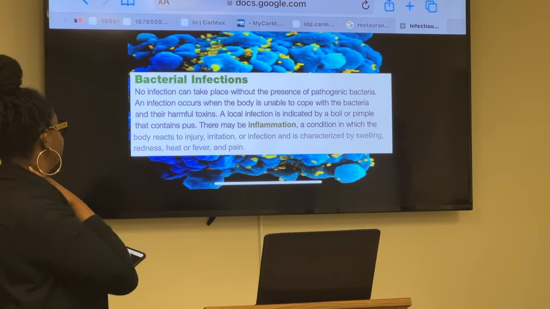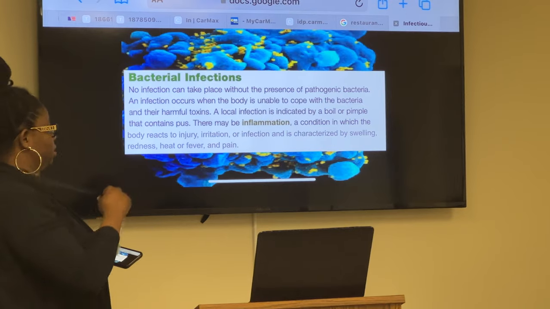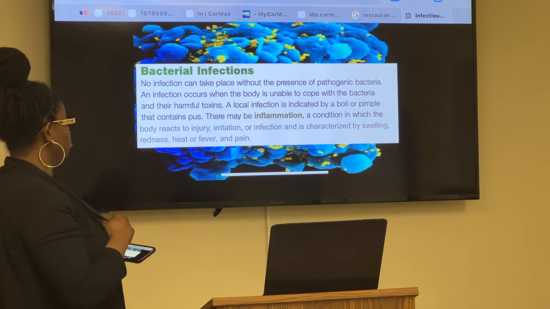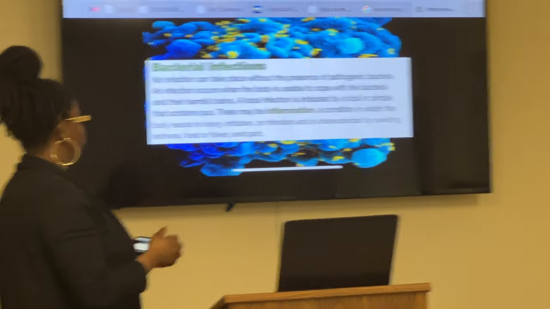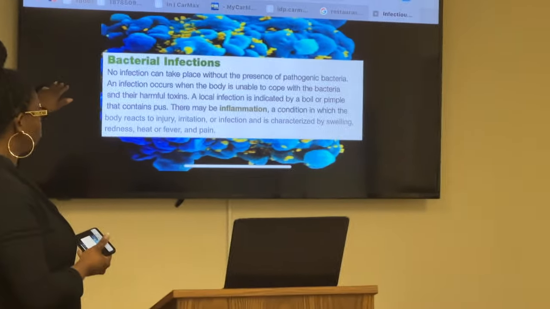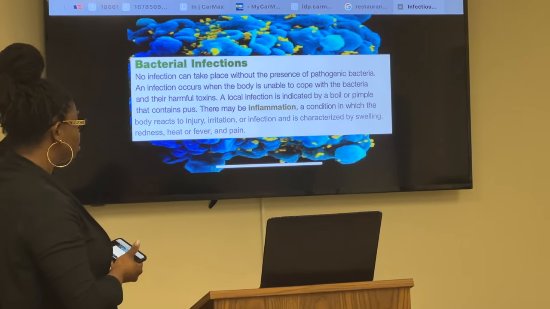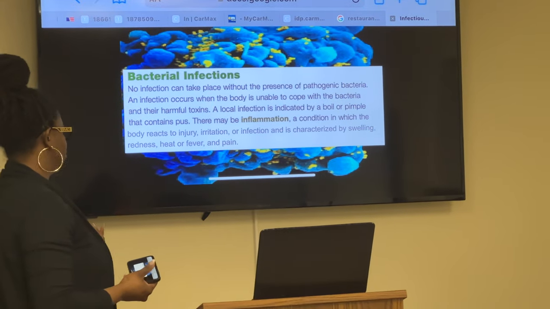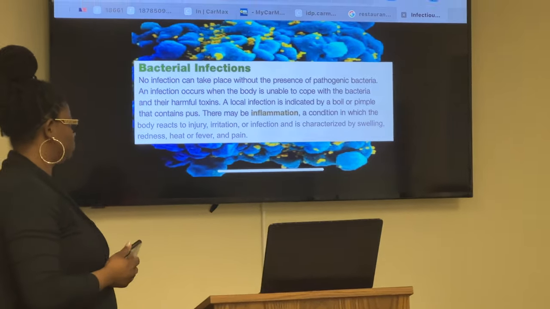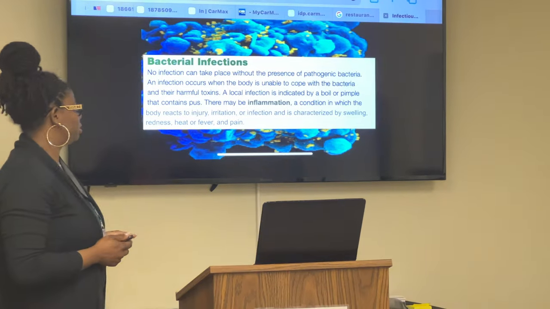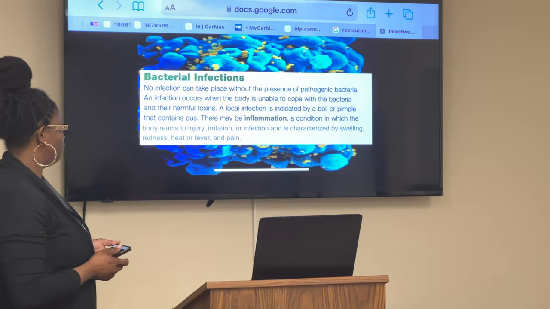No infection can take place without the presence of pathogenic bacteria. And it's telling you about how infection occurs. A local infection is indicated by a boil or pimple that contains pus. There may be inflammation, a condition in which the body reacts to injury, irritation, or infection, and is characterized by swelling, redness, heat or fever, and pain.